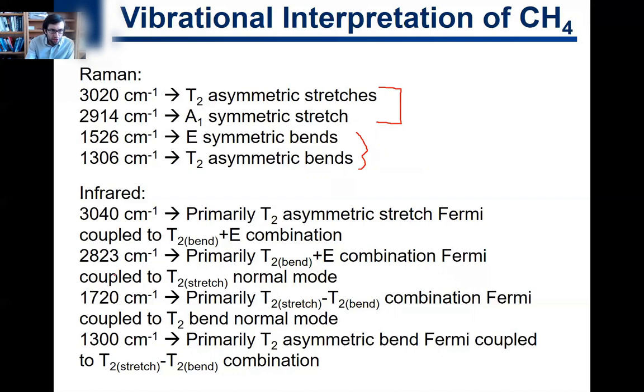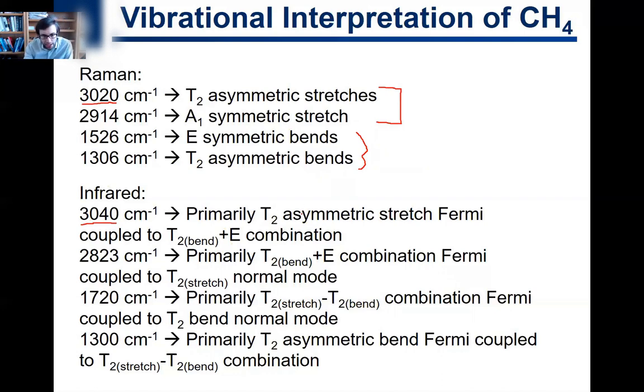Once we looked at the infrared spectrum and did this puzzling out, we were able to assign these with certainty. But this is where things are interesting. Now you have this mixing. And so you can see this 1320, right? That is where this 1340 came from.